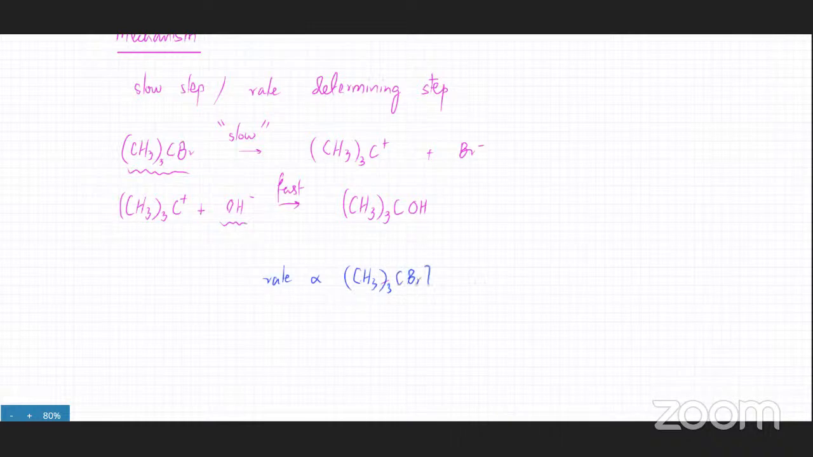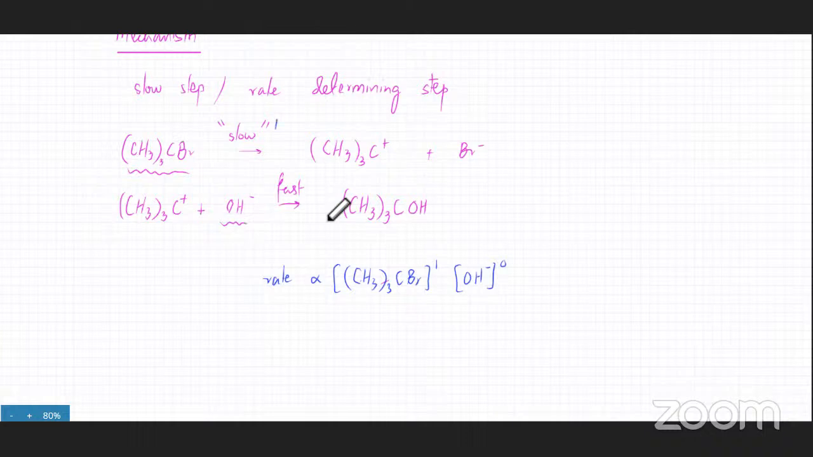So this is one reactant, and the other one, the fast step one, its order is going to be 0. And the reason it's going to be 0 is that no matter how much you increase the concentration of OH, the overall speed of the reaction is not going to be affected if the fast step speed increases.